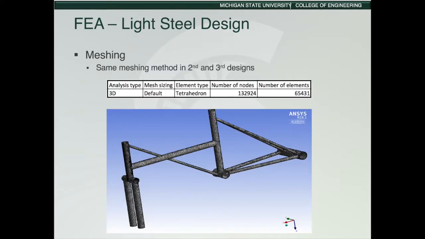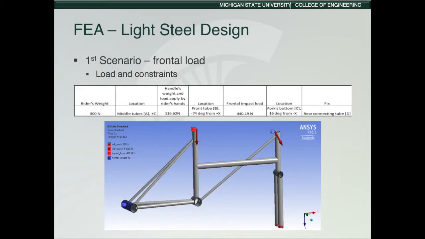For the lightweight steel design, the mesh, generated using the adaptive sizing function, contains around 65,000 3D elements, and the elements are tetrahedrons. We assume a 50 kg person rides the bike, so there is a 500 Newton force around the middle pipe and 115 Newton on the handle for all scenarios. For frontal load, we assume a 415 Newton force applies to the front pipes, and the angle between force and tube is 16 degrees because the angle between the middle tube and the ground is 74 degrees.